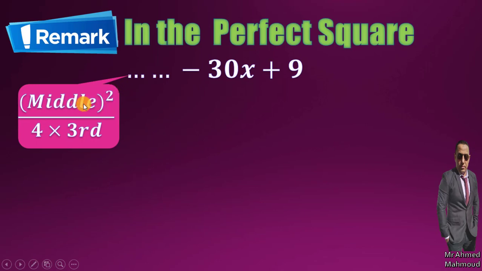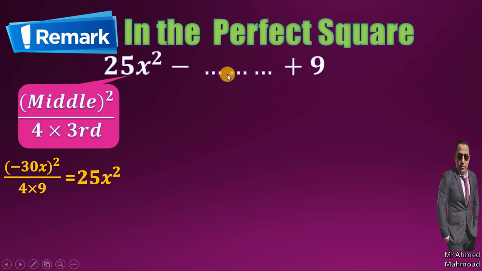The middle power of 2 over 4 times the third. The middle, which is negative 30x, the third, which is 9. So it will be like this. Negative 30x all power of 2 over 4 times 9. Okay, 30 power of 2 over 4 times 9 equals 25. And I have here x power 2, so the final answer is 25x power of 2, like this. Okay, so the first equals the middle power of 2 over 4 times the third.